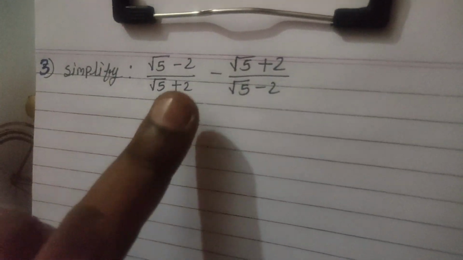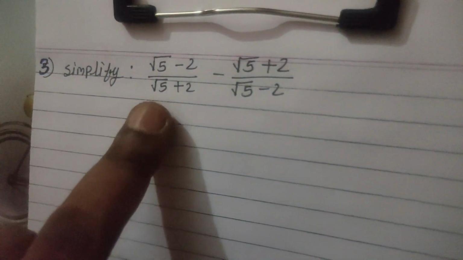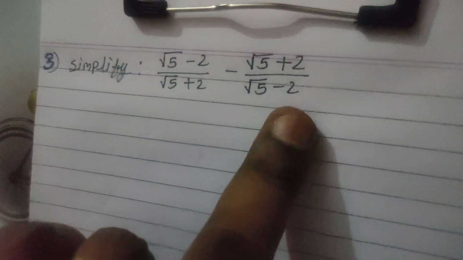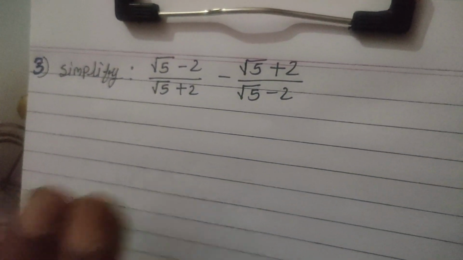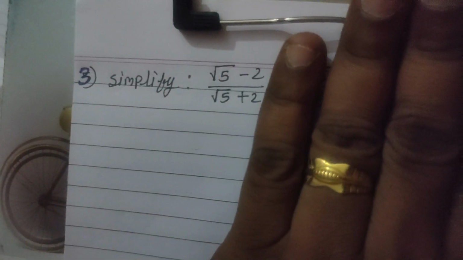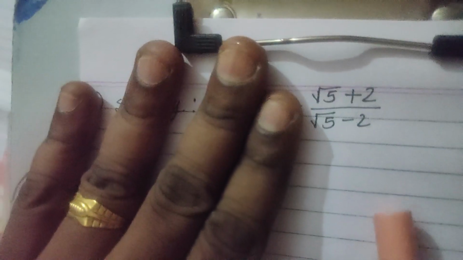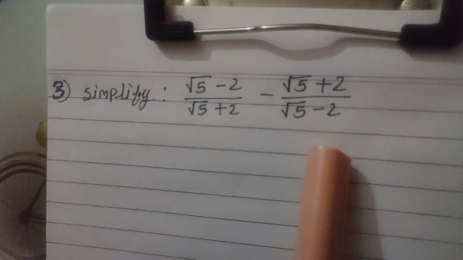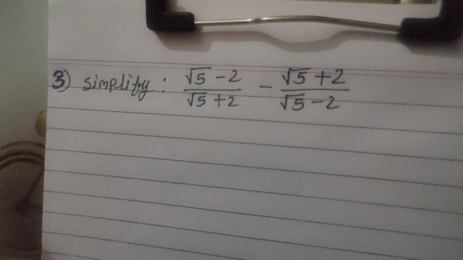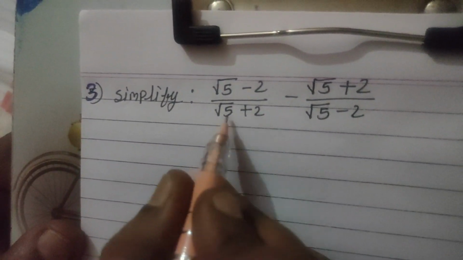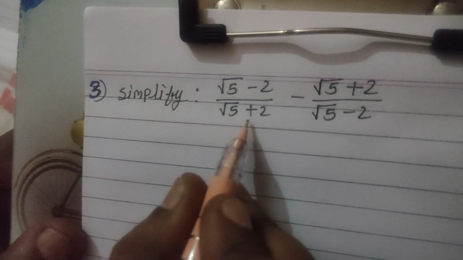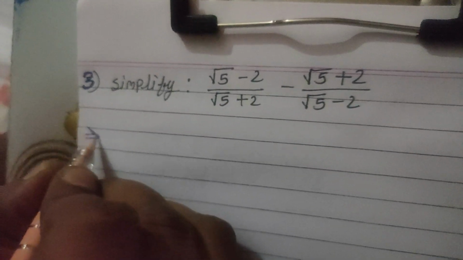Now question third. This is a different question. Simplify this: root 5 minus 2 upon root 5 plus 2 minus root 5 plus 2 upon root 5 minus 2. Like the last problem we have solved, this will be the first problem, and this will be the second problem. You can solve this separately or you can solve this together. So you have to rationalize the denominator. Here the denominator is root 5 plus 2, so it is irrational, we have to rationalize. Now see how to do.